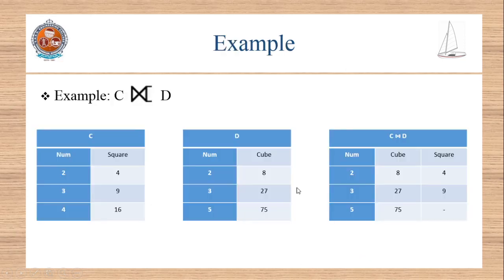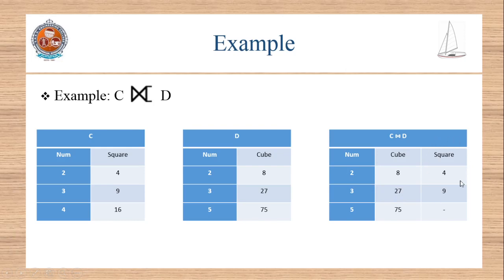Okay, now consider the same example, C and D. When we perform the right outer join, what will be present? All the tuples in the right relation will be present. Here, 2, 3 and 5 are the tuples present in the right relation, so those are present in the output. The second column is the second column of relation D, the right relation, with the values being the cube of 2, 8, the cube of 3, 27, and the cube of 5, 75.